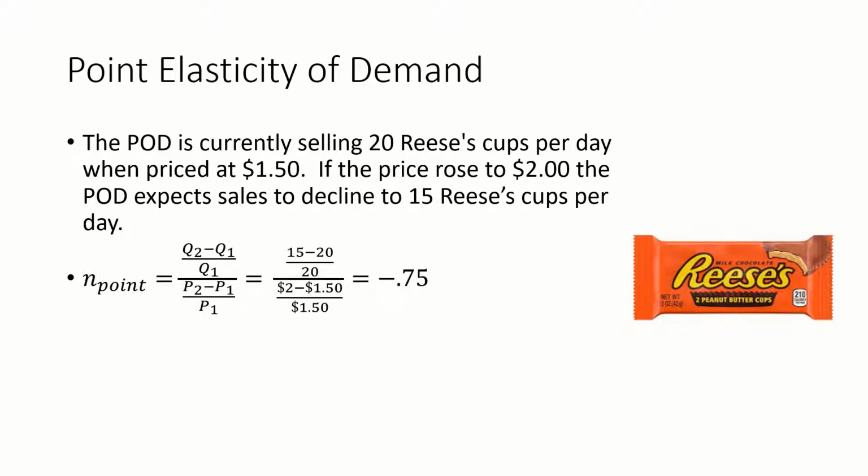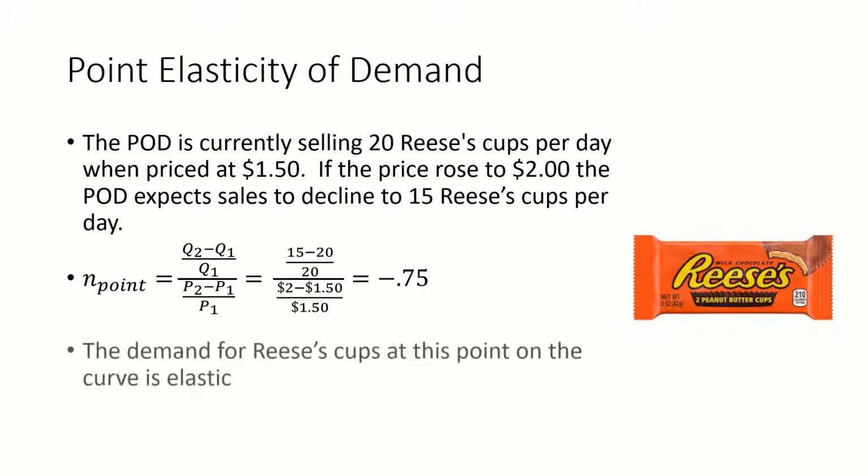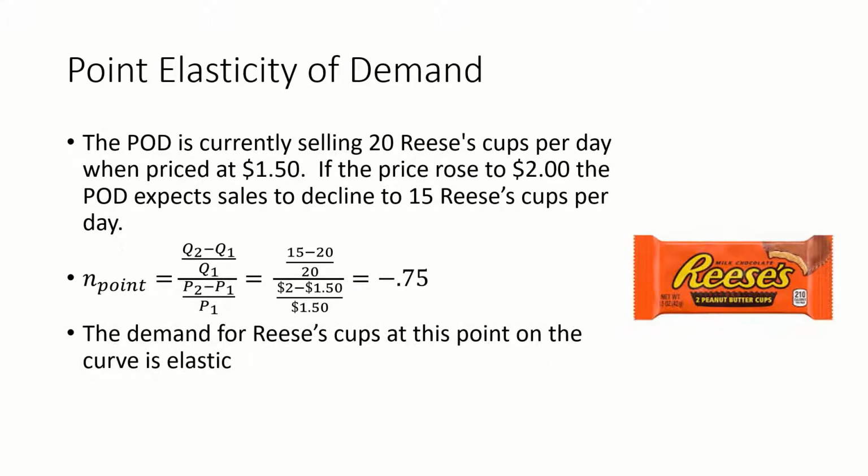We use 20 as our Q1 since that was the original quantity, and 15 as our Q2 because that is the new quantity. Similarly, we use $1.50 as our P1 and $2 as P2. When we plug in the new numbers, we get a point elasticity of -0.75. This indicates that the demand for Reese's Cups at the pod is elastic.